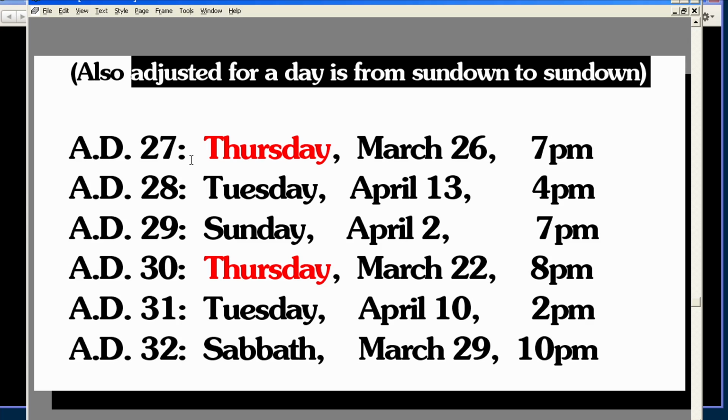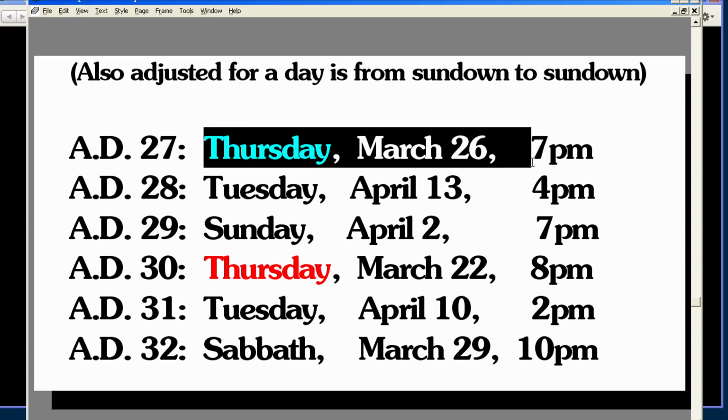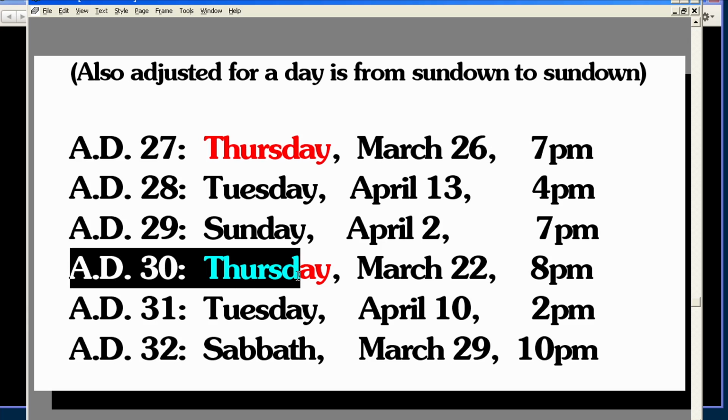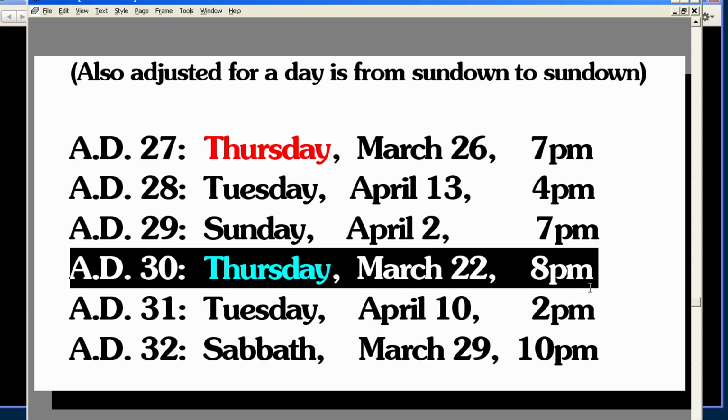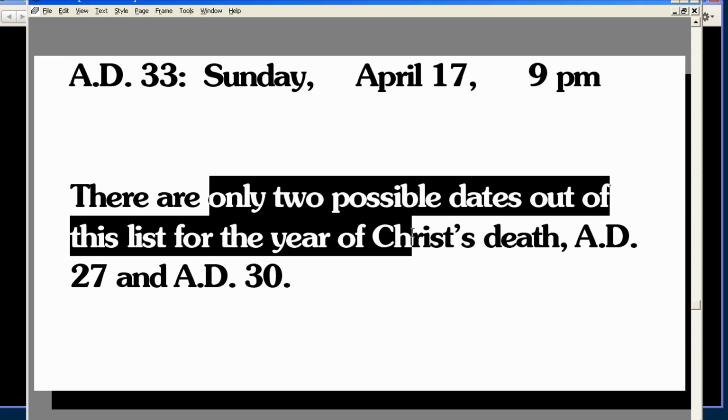In AD 27, conjunction occurred on March 26 at 7 p.m., which was a Thursday. Again, in AD 30, on March 22nd at 8 p.m. Jerusalem local time, it was a Thursday when a new moon conjunction occurred. So out of this 7-year period, 2 years are possible candidates for the year of Christ's death, where the Passover was observed by Jesus and his disciples on Thursday night, and then, using the sighting of the first crescent 2 days later, puts the observance on Sabbath for the Jews. So there are only 2 possible dates that will work, AD 27 and AD 30.